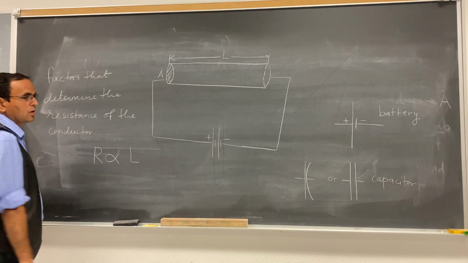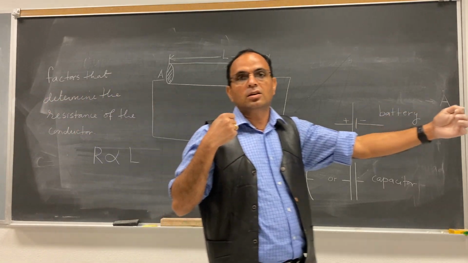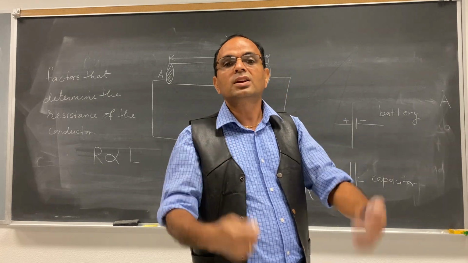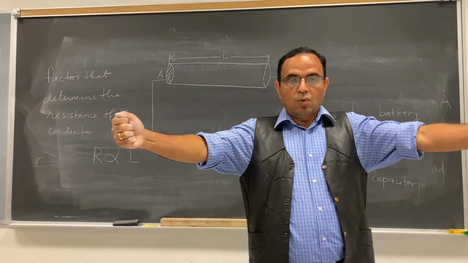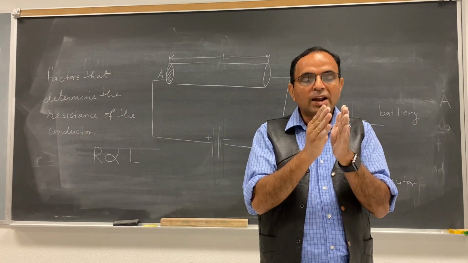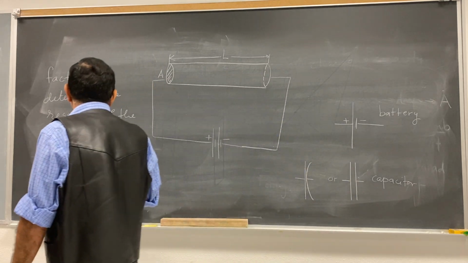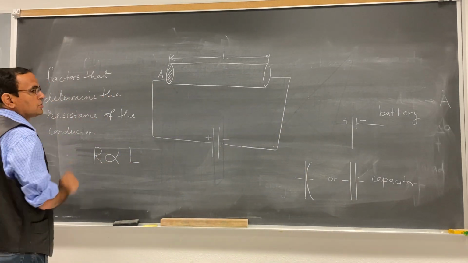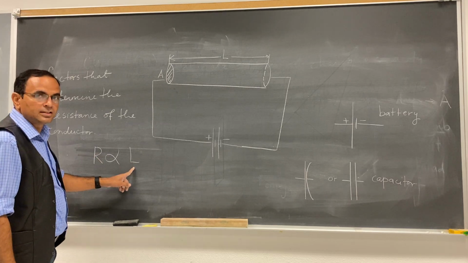So let me write down: the resistance R of the conductor is directly proportional to the length of the conductor. If you have a long wire, a long conductor, long rod, whatever, your resistance is more. Long wire has more resistance, short wire has smaller resistance. Therefore, you can say that the resistance is directly proportional to length. Length increases, resistance increases. Length decreases, resistance decreases.